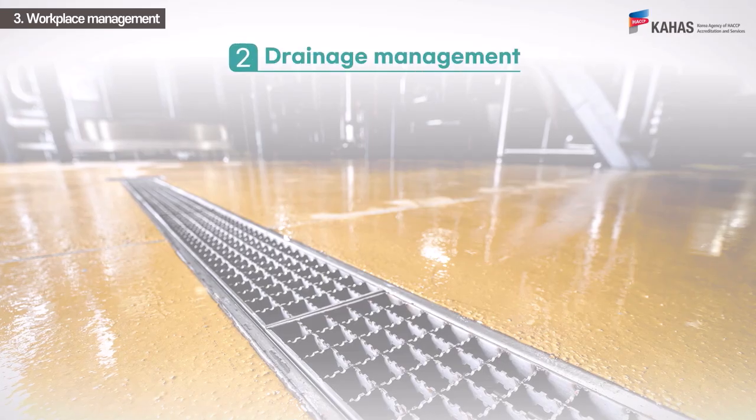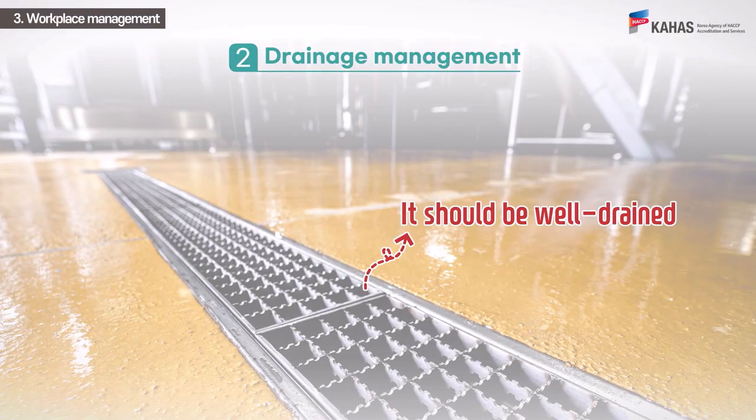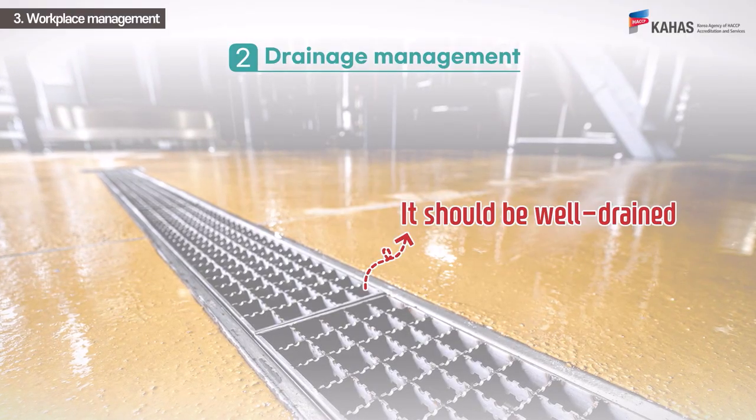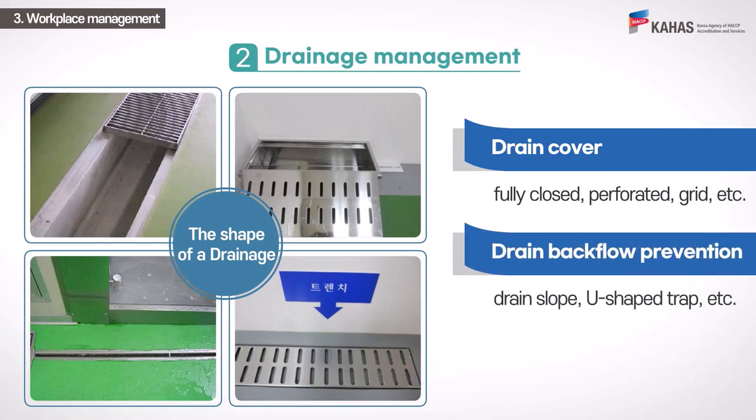Next, we will learn about the drainage management. Drainage in the workplace should be well drained above all else. Install the drain cover in fully closed, perforated, grid types. The drain hole and the drain pipe should utilize drain slope, U-shaped trap, etc. to prevent backflow.